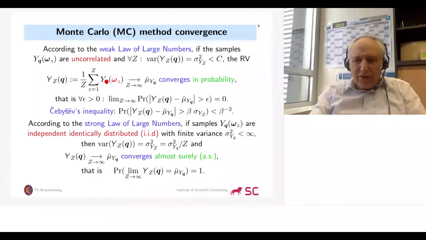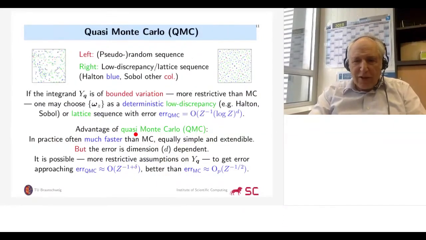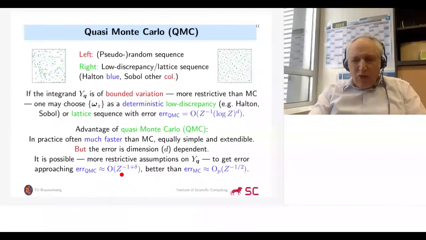This formula you use also for quasi-Monte Carlo. And often in practice it is much faster than Monte Carlo. And it's equally simple and equally extendable. But it turns out the error is log z to the power d. Now one can make better assumptions, more stringent assumptions, and you get close to the rate of convergence of 1 over z with a little bit taken away. So this is typically much better than this. So in practice, often these methods are much faster than Monte Carlo.